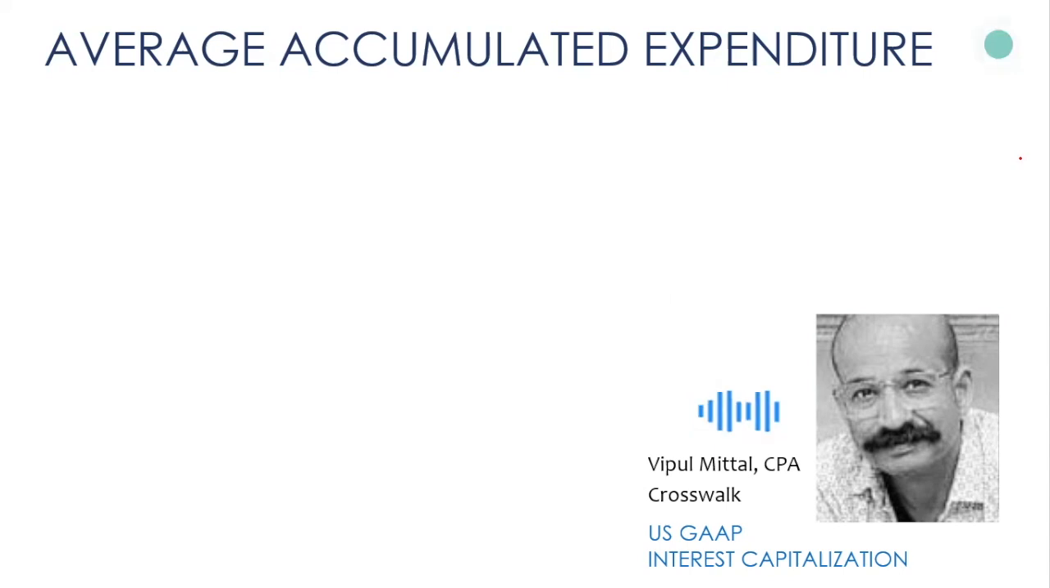All right. Now, this average accumulated expenditure on which you calculate interest is the weighted average. All the expenditure that you have made so far, you take a weighted average of that. And how you do that, let's take an example on this. For example, you are constructing a building. Already you have spent $300,000 in earlier years, and we are talking about year six.